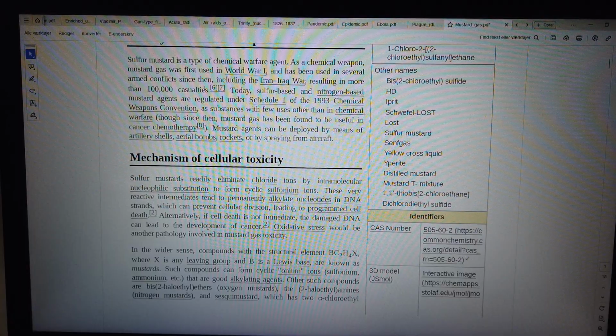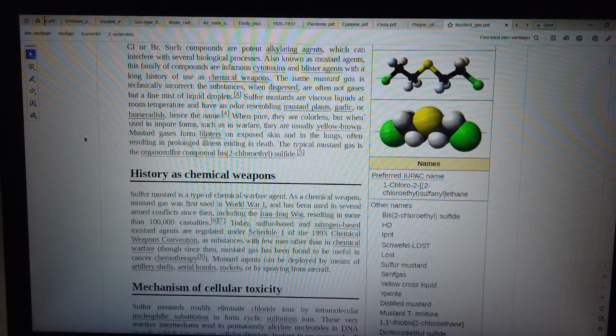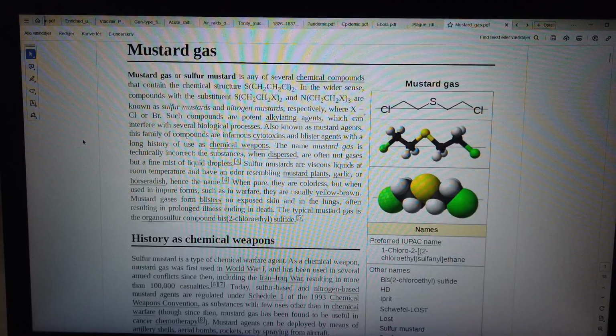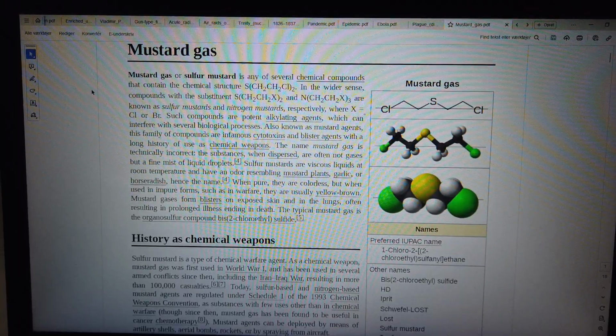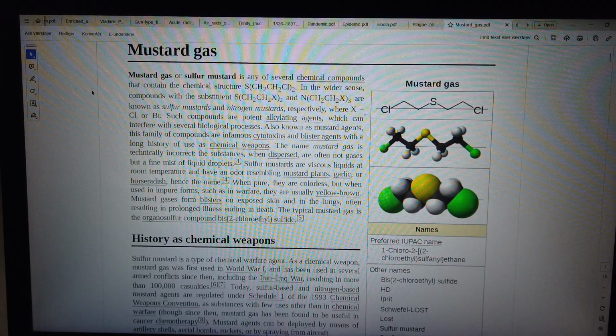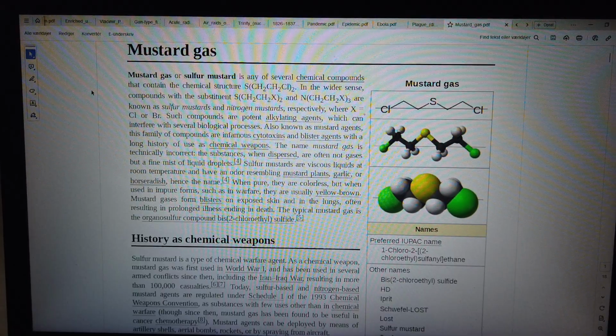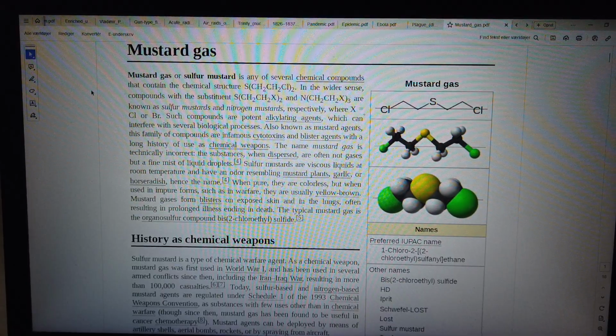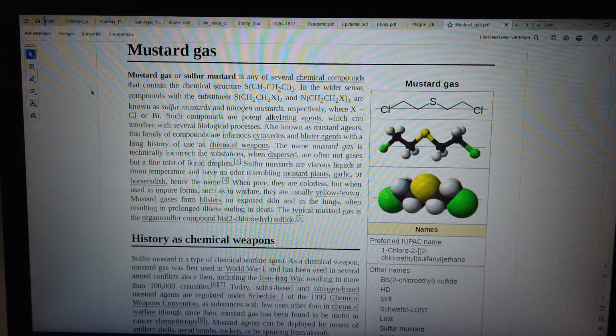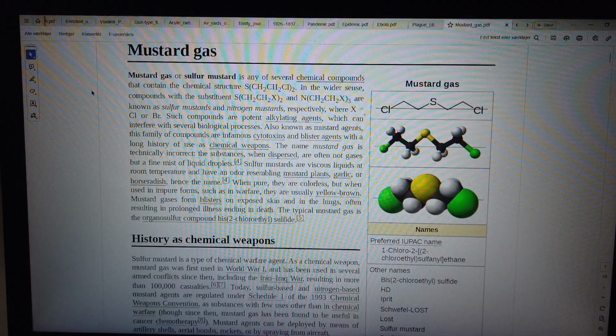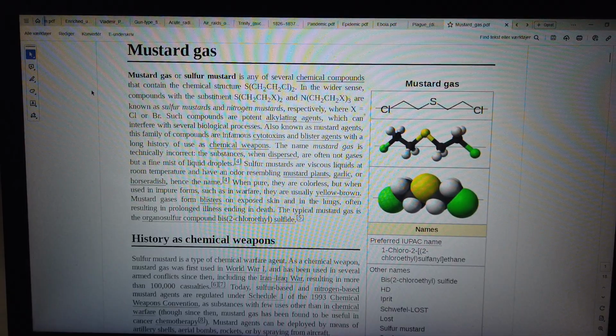Mustard gas or sulfur mustard is any of several chemical compounds that contain the chemical structure S(CH2CH2Cl)2. In the wider sense, compounds with the substituent S(CH2CH2X)2 and N(CH2CH2X)3 are known as sulfur mustards and nitrogen mustards, respectively, where X equals Cl or Br. Such compounds are potent alkylating agents, which can interfere with several biological processes.